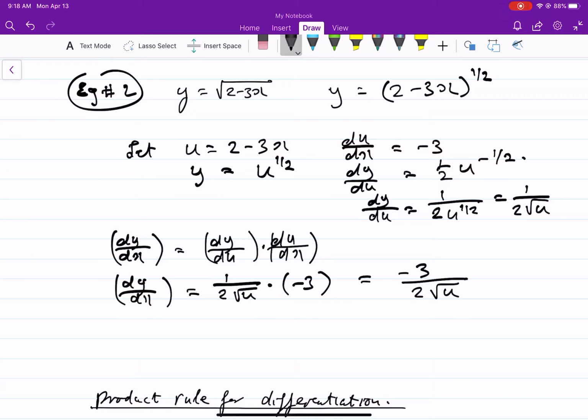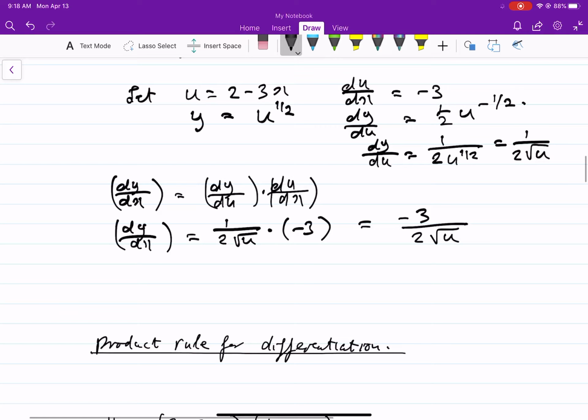One more step, I should not leave my function in terms of u, so I'll plug back in what u was, and I'll finally get dy dx is equal to minus 3 upon 2 times the square root of 2 minus 3x. Voila. It's not so difficult, at least I don't think so.